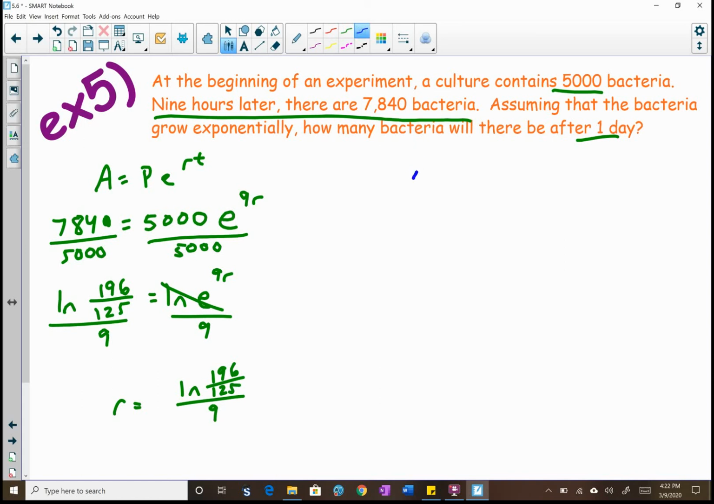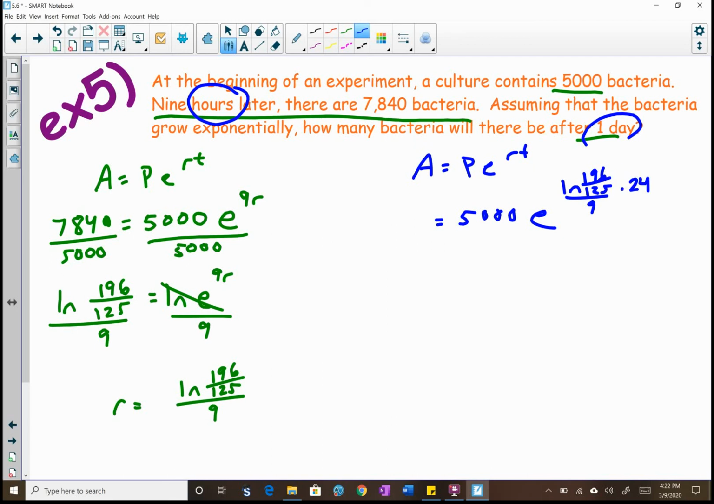Okay, now let's answer the question. So I'm going to go back and restart the problem. I know there's still 5,000 to start with. I now know my rate is natural log of 196 over 125 over 9. Now, 1 day, a lot of people are like, oh, T is 1, but be careful. We used hours the first time, so you have to be consistent. It doesn't matter if you use hours or days as long as you use the same on both places. So I'm going to change that to 24 hours for 1 day.